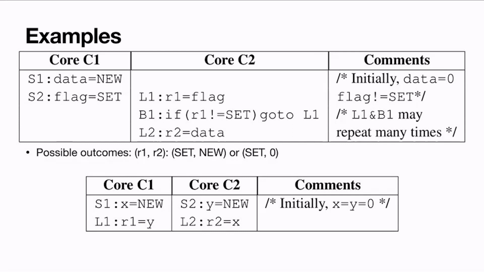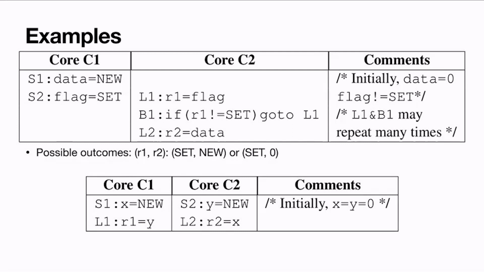Okay, understood. And similarly, the second one: R1, R2, X equal to new, Y equal to new, and R1 equal to Y and R2 equal to X. Initially, X, Y are 0. What are the values you can expect? So it can be S1, L1, S2, L2 in that order, or S1, S2, L1, L2, or S1, S2, L2 and L1, or any combination, right? Because you have no control on how the other core is going to execute operations.